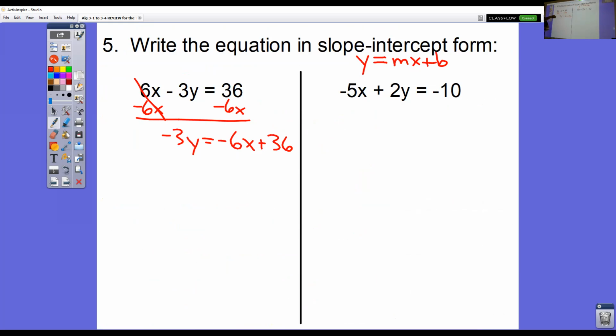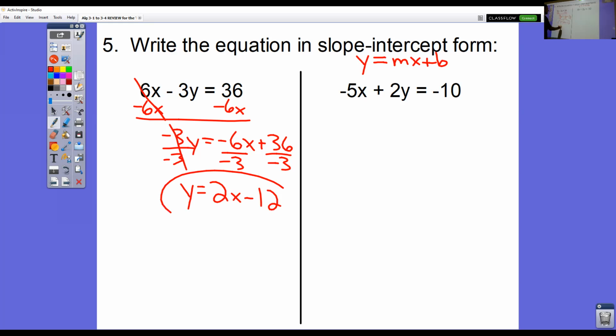All I'm going to do is take and rearrange those two. Divide by negative 3, divide by negative 3, divide by negative 3. Make sure you divide each and every term by that negative 3. So now I have y equals negative 6 divided by negative 3 is a positive 2x. 36 divided by negative 3 is a negative 12 or minus 12.